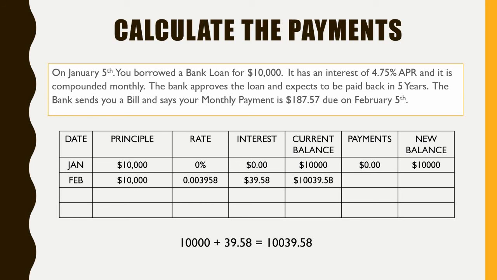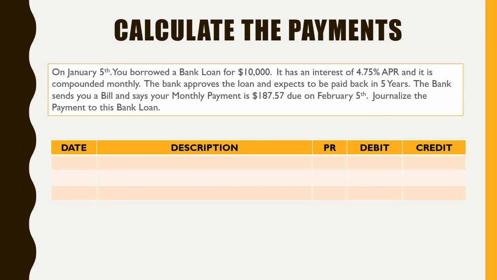So in this case, my new account balance is now not $10,000, it's $10,039.58, because that is the interest that had accrued on this actual bank loan. So what I'm going to do is go ahead and make a random payment of $187.57. So let's take a look at how we're going to journalize that.